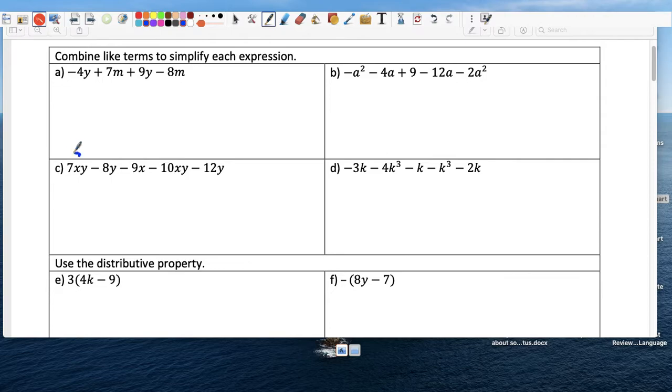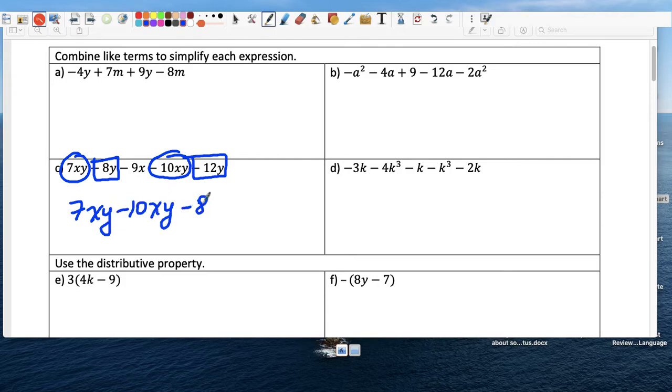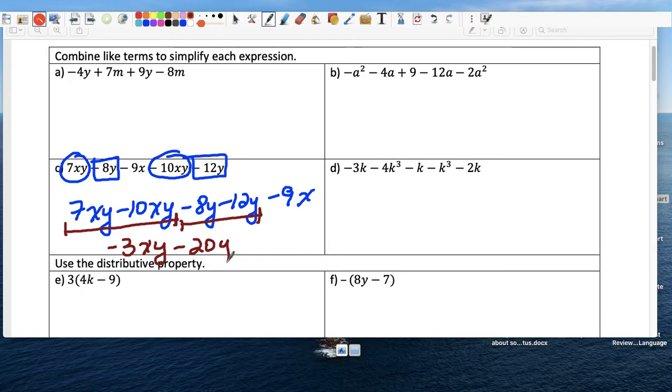Same thing here. This and this, and then this and this are like terms. So let's put them together. Minus 10xy, minus 8y, minus 12y, minus 9x. And combine these two. Positive 7 minus 10 is negative 3xy. Negative 8 and negative 12 is negative 20y. And then minus 9x.